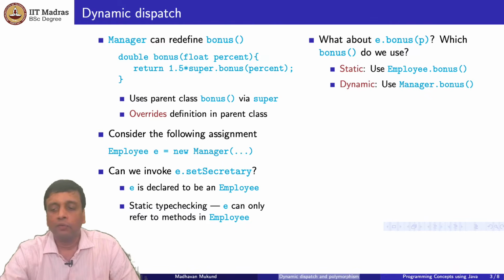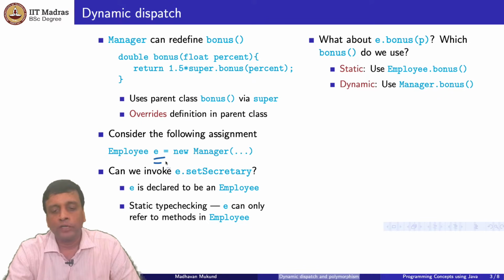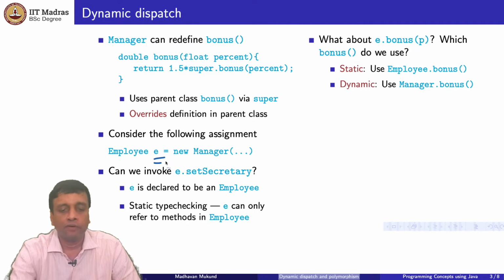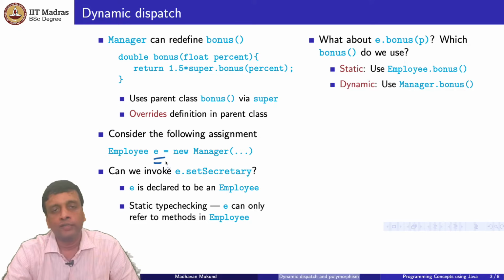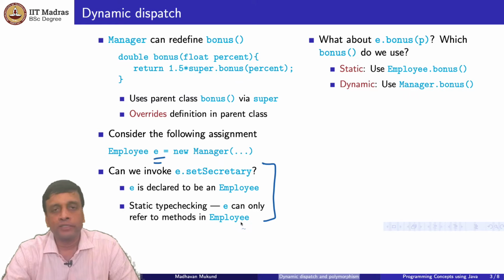Now here, what happens, for instance, if we take the same E and we call bonus on it. Remember now that there are two types of bonus available to us. We had the original bonus which comes with an employee, and we have overridden this by defining a bonus available with a manager, right? So we could potentially think of two ways. If we follow the static route that we use for disallowing set secretary, then in the static sense, an employee variable should invoke the bonus which is defined in the employee class, right?